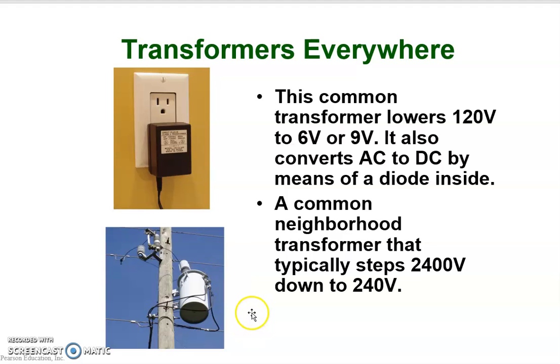Another common transformer is this one. Probably some of you have never seen this before. Here is a power line from a power plant. The voltage along the power line is around 2400 volts, and this one can lower it to 240 volts. So they are just using different devices to try to lower the voltage.